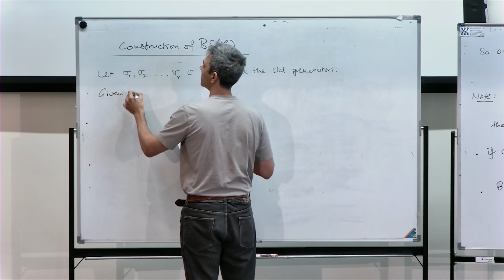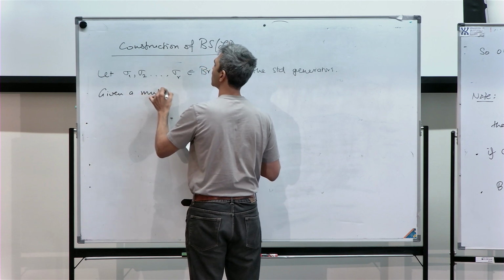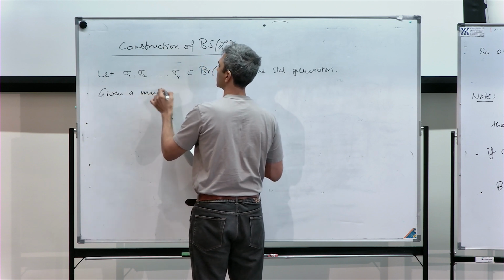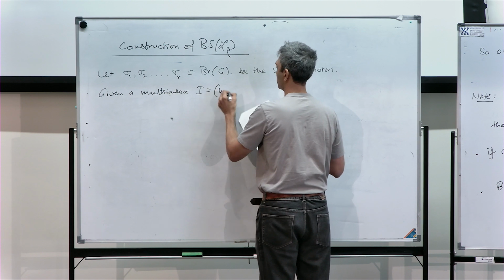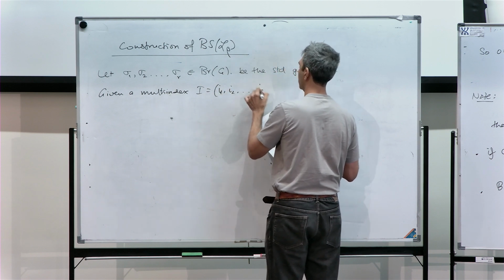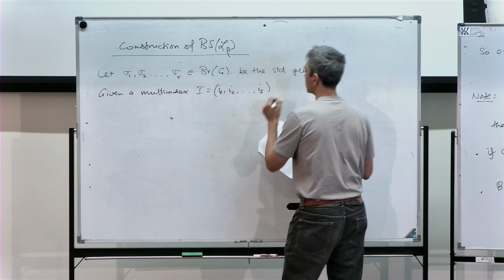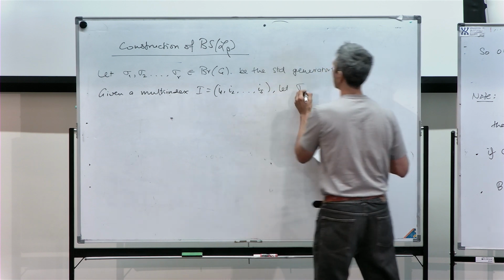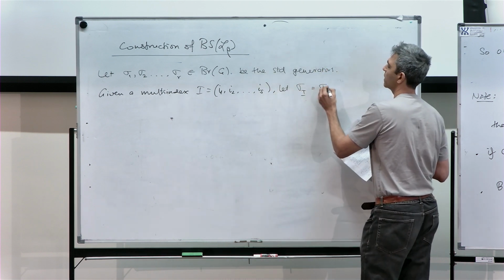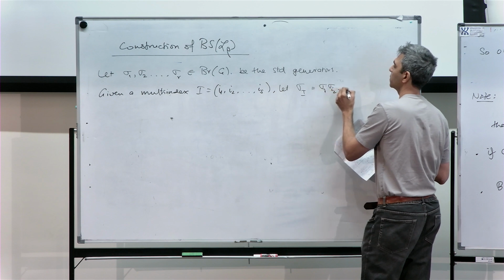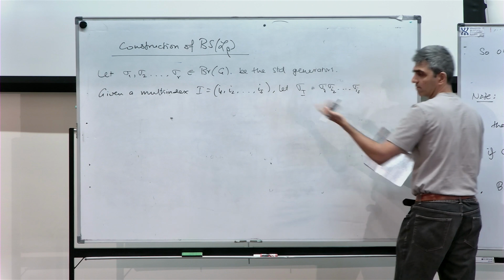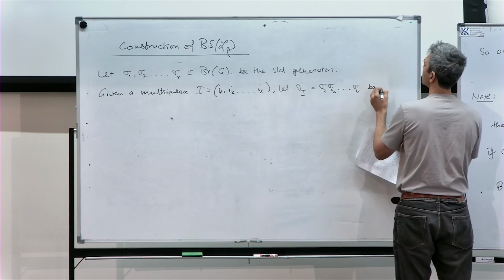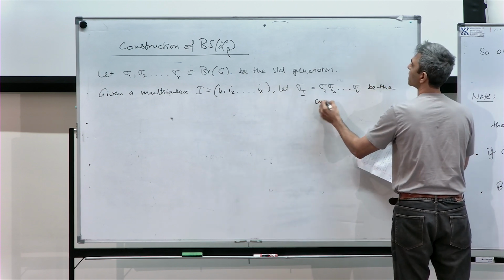So let's say I'm given a multi-index I1, I2, up through IS. Let sigma sub I be the braid word sigma I1, sigma I2, through sigma IS. So these could be repeated. This is the corresponding braid word.